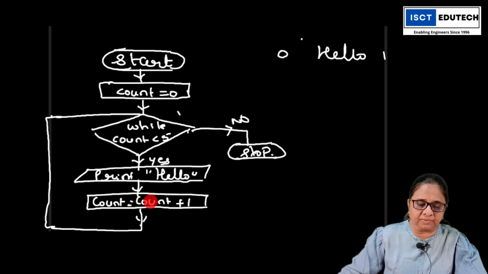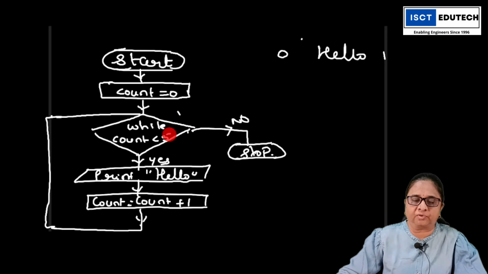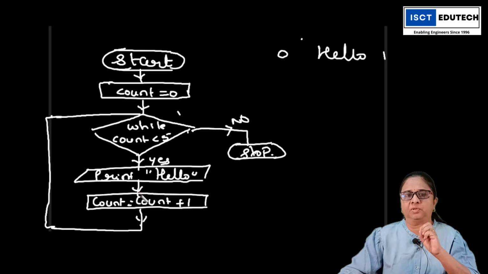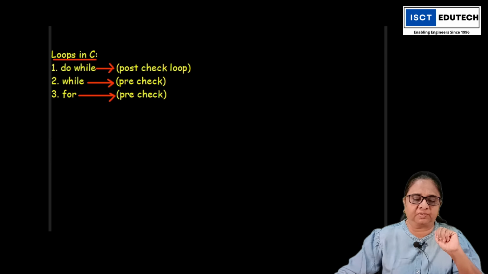Print hello. Count becomes 3. Goes back, 3 less than 5. Print hello. Count becomes 4. Go back, 4 less than 5. Print hello. Count becomes 5. Goes back, 5 less than 5. This is false. So stop. So whether it is pre or post, irrespective of that, it's going to print hello 5 times.